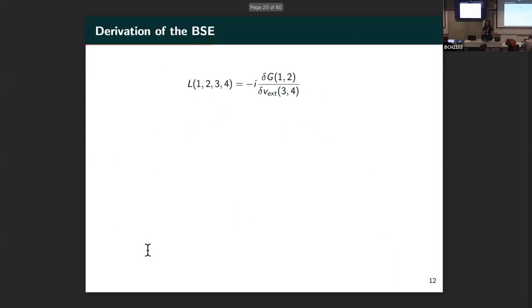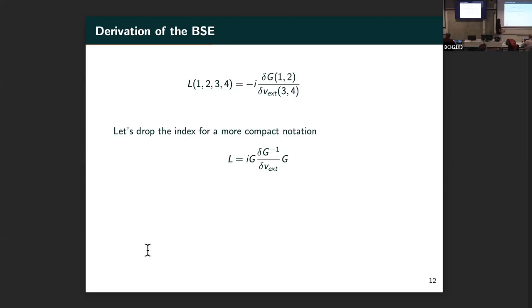This is just a guideline on how you can get to the Bethe-Salpeter equation. I won't tell you every step in detail, but overall, here we have our definition that I showed you before, the variation of the Green's function with respect to an external potential, which is not local. I will drop, of course, the indexes because it would be too long otherwise. So we can apply the trick that you have seen before, which is to rewrite this derivative as a derivative of the inverse of the Green's function, but of course by getting two other Green's functions here.